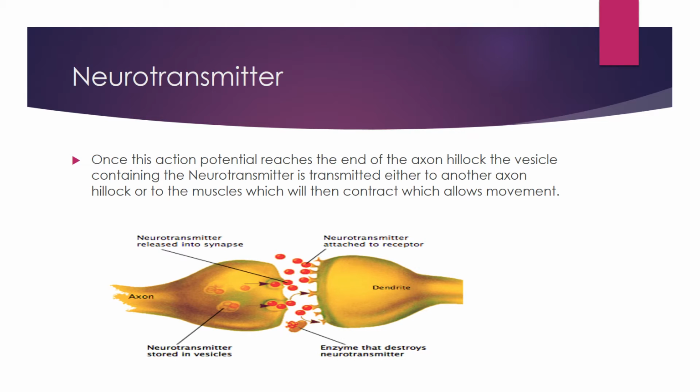it reaches the end of the axon, it has two choices. It either, as depicted in this picture, can be transmitted to the dendrites on another axon, and the process can be repeated, or it can be transmitted to our muscles. And once it's transmitted to our muscles, it causes a muscle contraction, which is very important for us in order to be able to move.